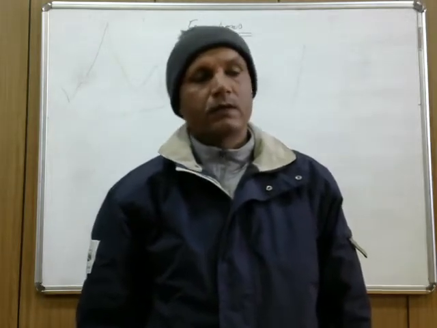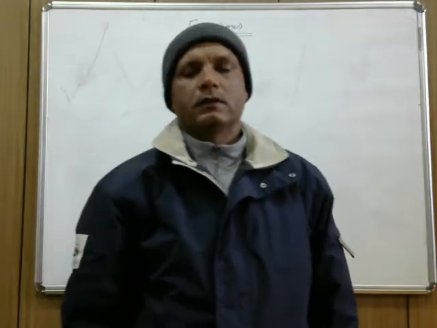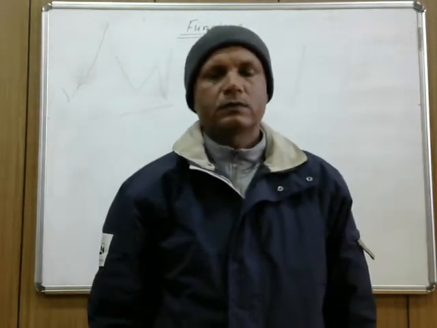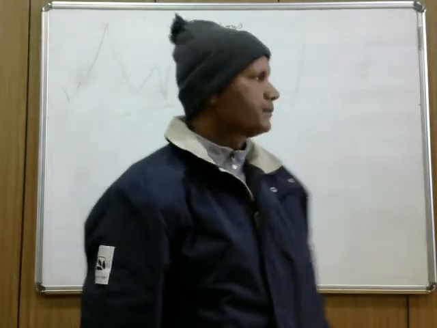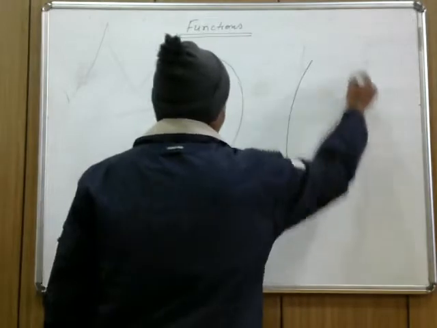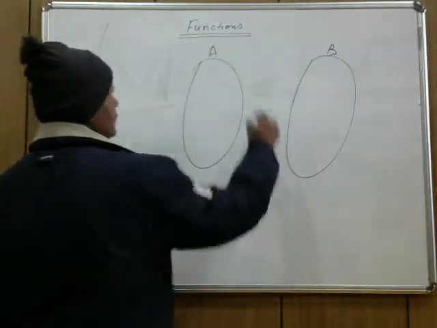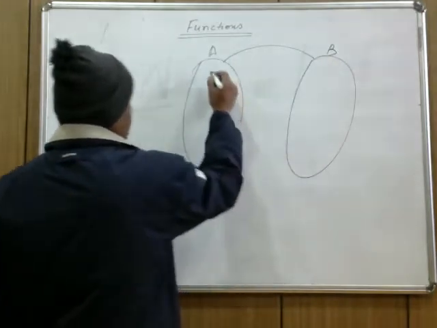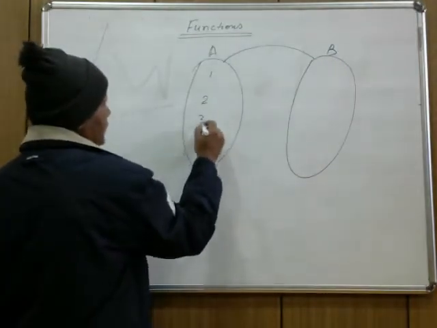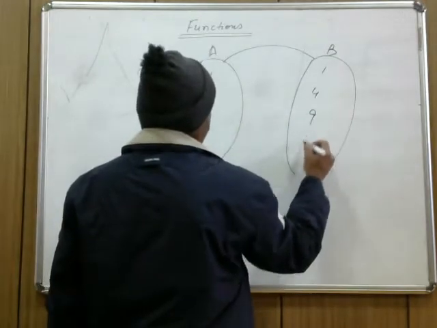By the way, we have learned it in class 11th, but I think it is better to revise once more. Suppose we have two non-empty sets A and B. Now, A has the elements 1, 2, 3 and 4. B has the elements, suppose, 1, 4, 9 and 16.